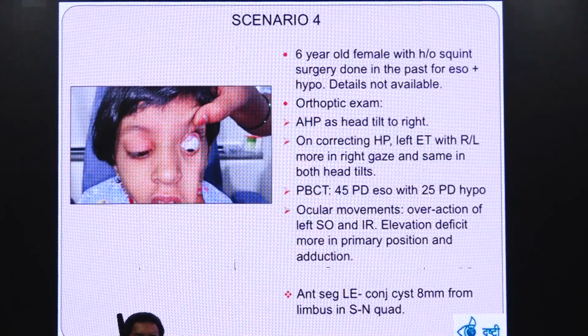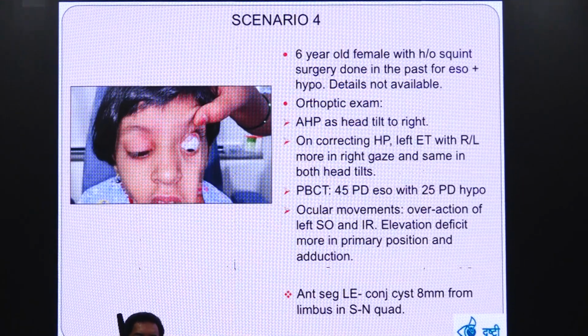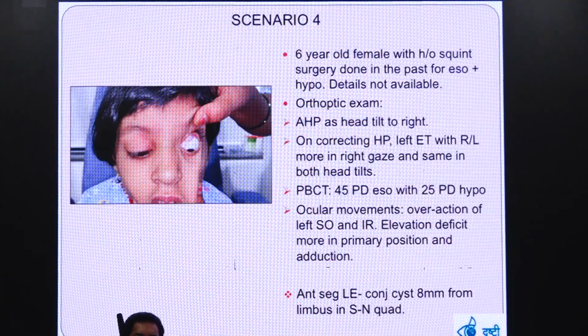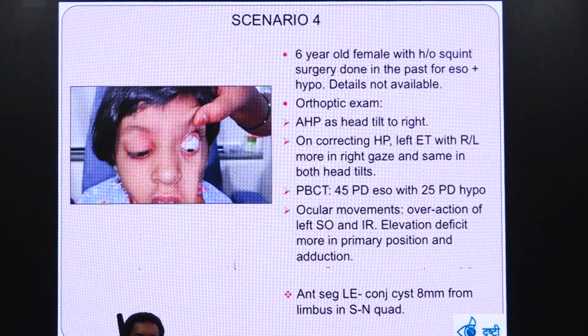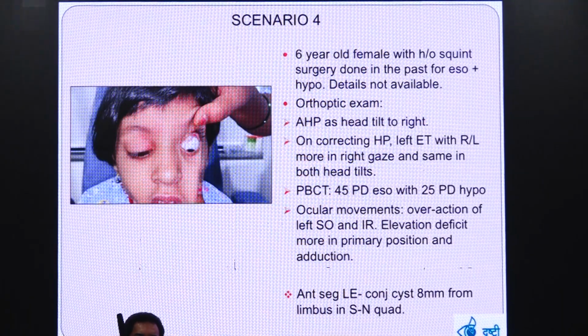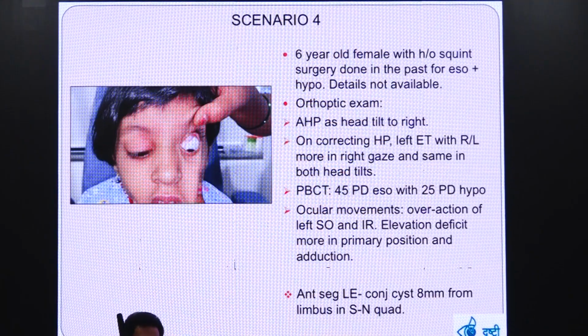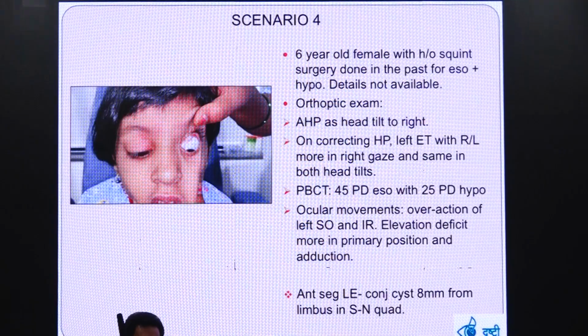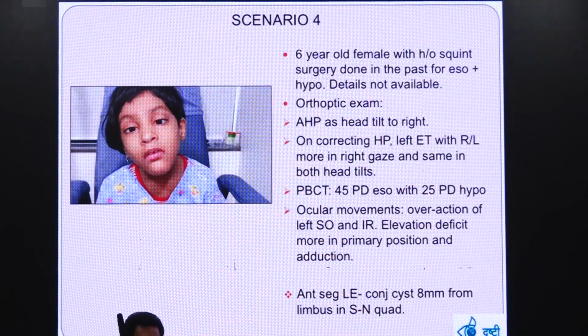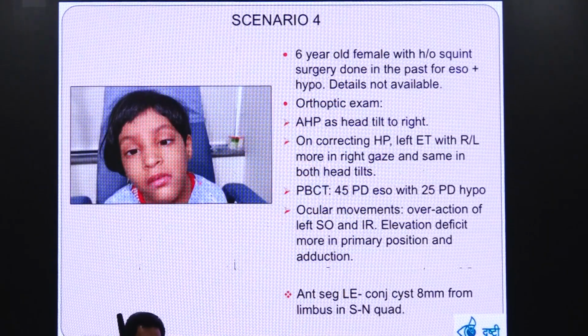I asked again, pointedly took the history, could get the name of the surgeon. So I spoke to the surgeon and asked as to what was done. So she told me that a bilateral medial rectus with bilateral inferior oblique recession was done. So again now what to do, since bilateral medial rectus was done. So we explored her left eye first.